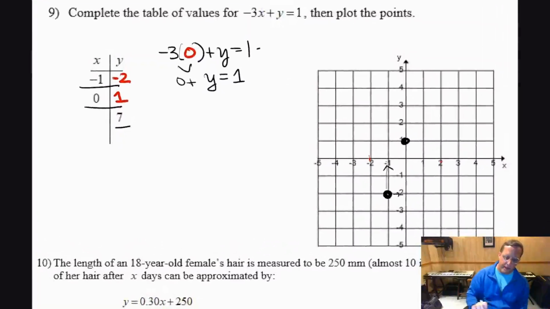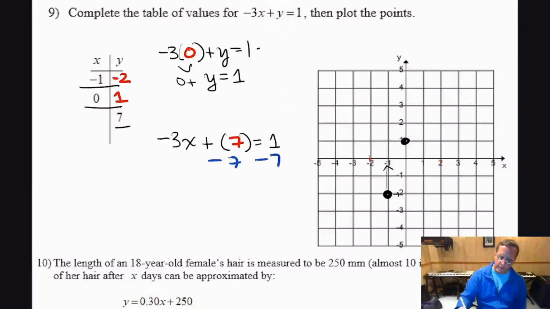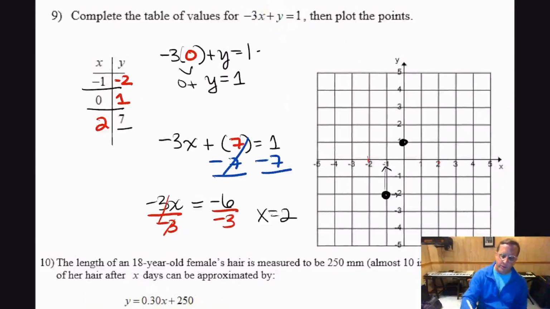And then for this last point, we're going to do -3x plus whatever the y is, make that equal to 1. And I'm going to put in 7 for the y. I'm going to subtract 7 from both sides, rewrite it. So you got -3x is equal to -6, and then divide by -3. Divide by -3, and so now you get x equals 2. And so that gives us our third point. So 2, 7.